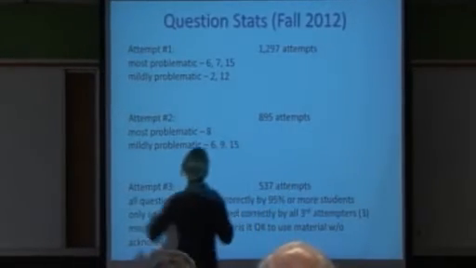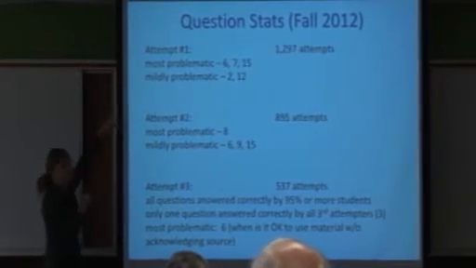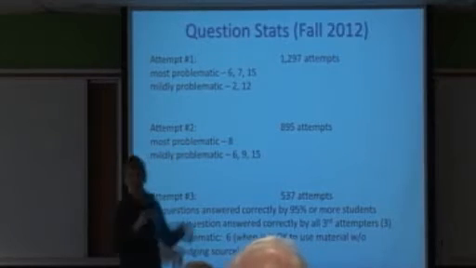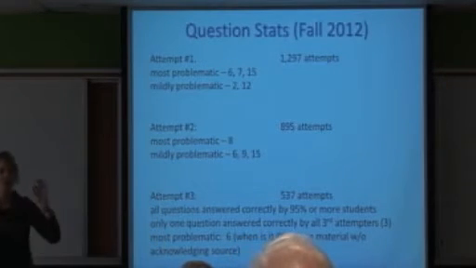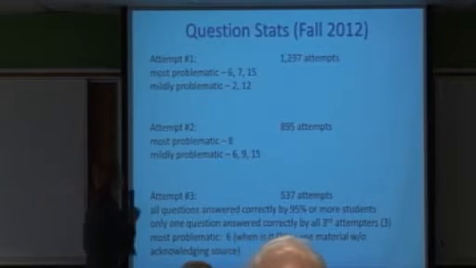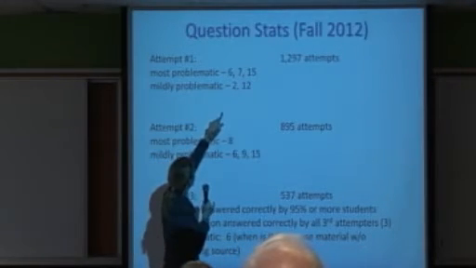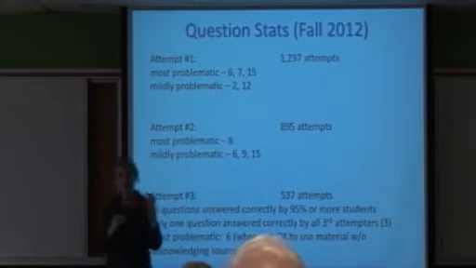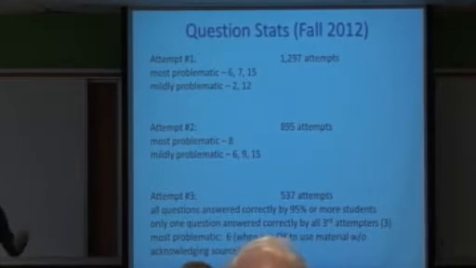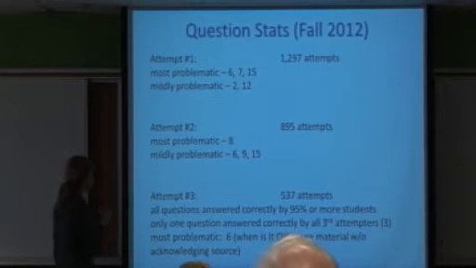Attempt 1, there were 1,297, so we get pretty good data out of this. Most problematic, number 6. That was that weird wording, when is it okay to use someone else's information without acknowledging your sources? Number 7, I can't remember. 15 was that very last policy question. What happens to me if I distribute academic material?